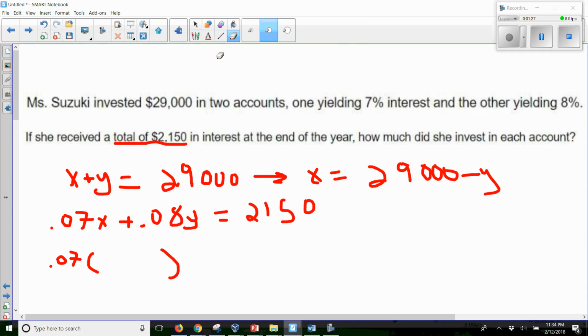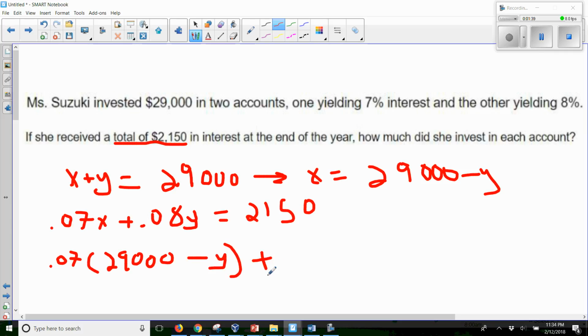Instead of making that X, I'm going to put in 29,000 minus Y, and then plus my 0.08 Y equals 21.50. Okay, now you've got to distribute this 0.07, and if you do the math, 7% of 29,000 is actually 2,030.